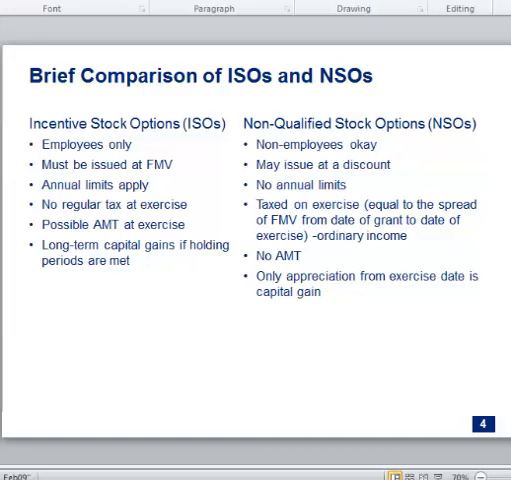All right, ISOs versus NSOs. How are we doing on that? Okay?